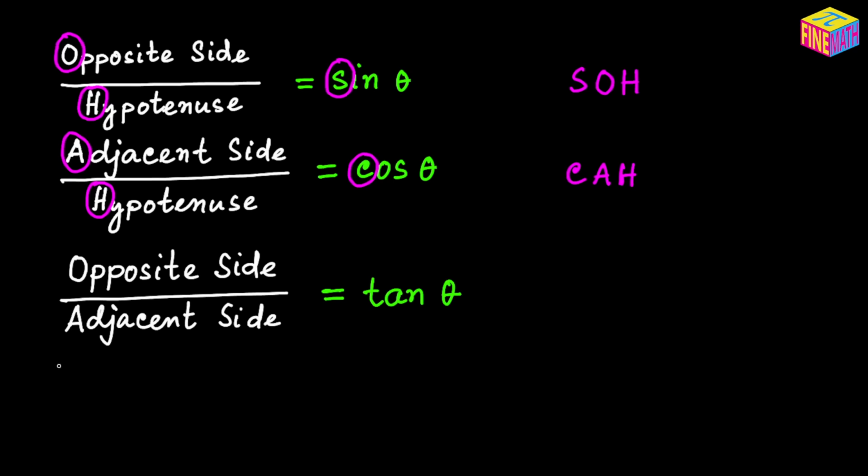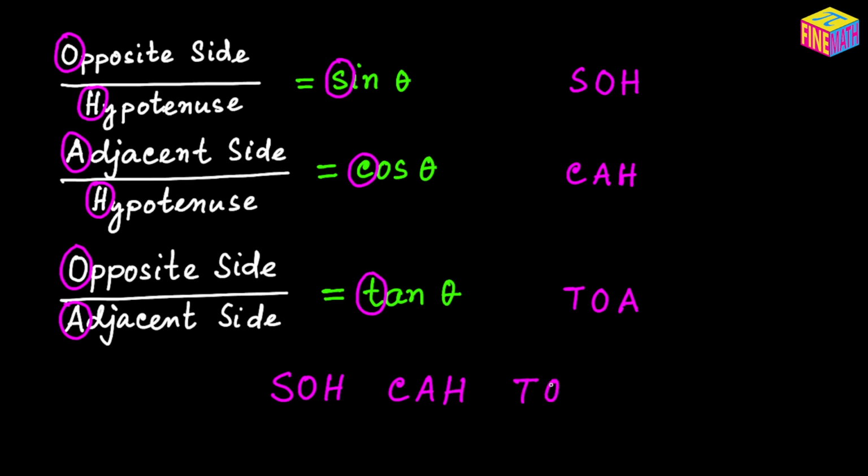And then for tan, let's do a similar thing. For tan theta, I am taking the T from tan theta, then O from the opposite side and A from the adjacent side. So that becomes TOA. So this is the rhyme you want to remember: SOH CAH TOA. Now I am going to write it down below. So we can read it as SOH, CAH, TOA. It's very easy to remember. You can practice a few times.